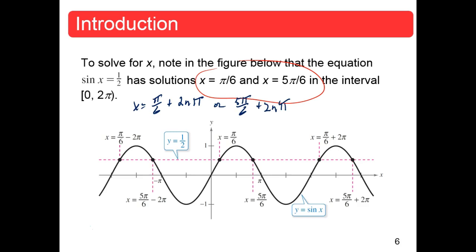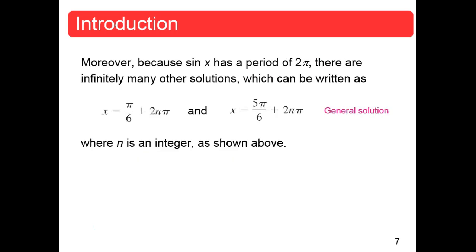Okay. So here's how they write those. I did it ahead of time, but here it is. So x equals pi/6 plus 2n pi and 5pi/6 plus 2n pi. That's your general solution, where n is any integer. You really probably should say n is any integer. Most of the time I don't bother writing that, but it's understood.